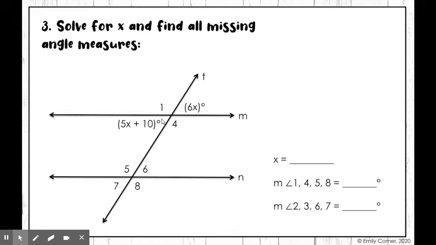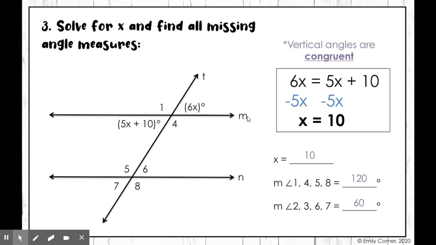Well, both of these are vertical angles, and vertical angles are congruent to one another. So I can set this term equal to this expression. So 6x equals 5x plus 10. And now we just have to do some algebra to solve. We need to get the x's on both sides, so I'm going to subtract x from each side. x equals 10.